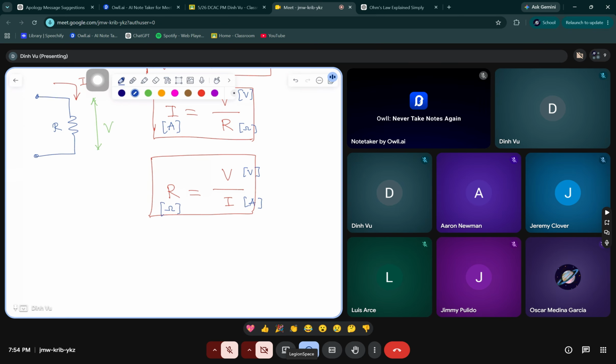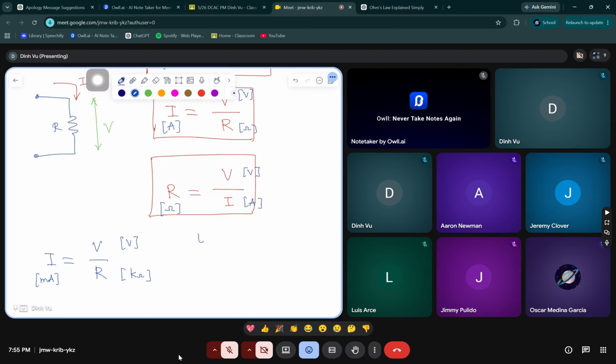Now, one question. I is V over R. If V in volts, if R in kilo ohms, what is the unit of I here? In milliamp, yes, milliamp. I is V over R. If V measured in volts, R measured in kilo ohms, so the current I will be in milliamp. Do you understand?